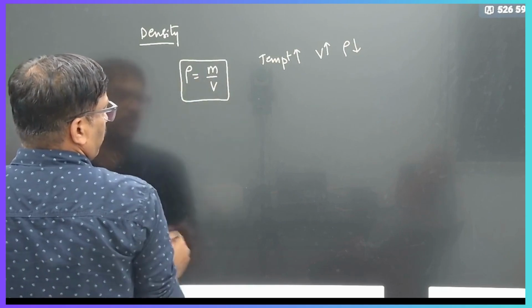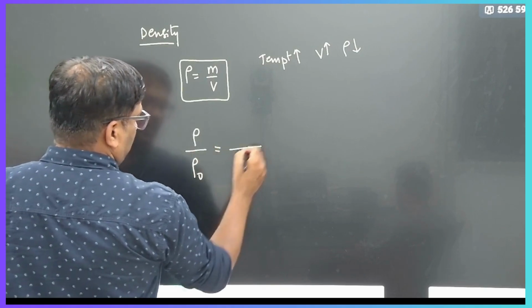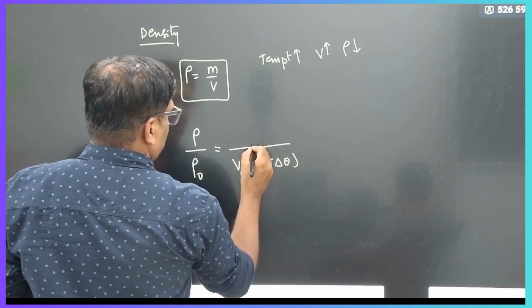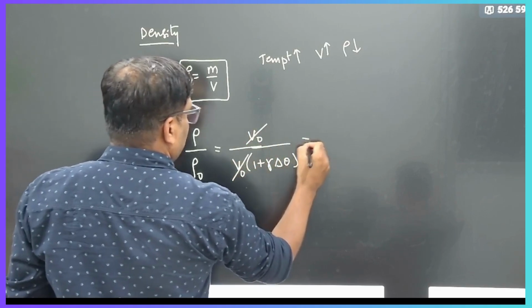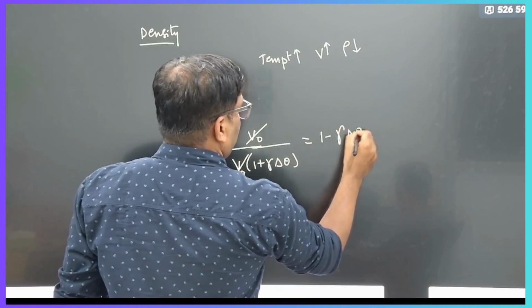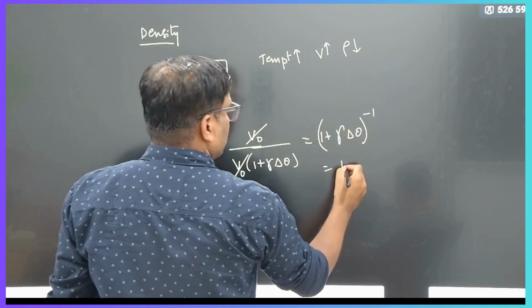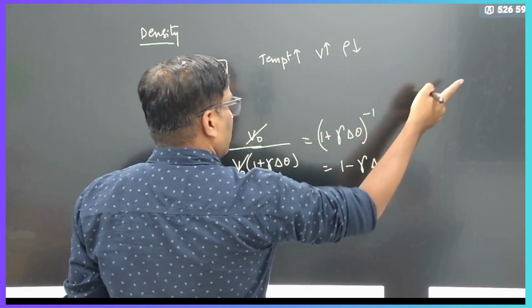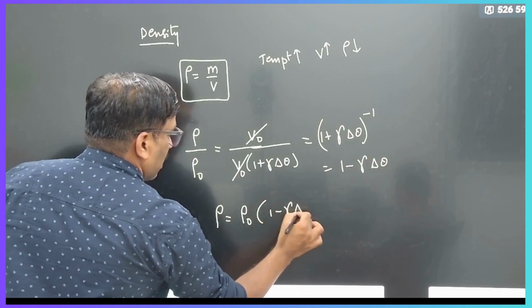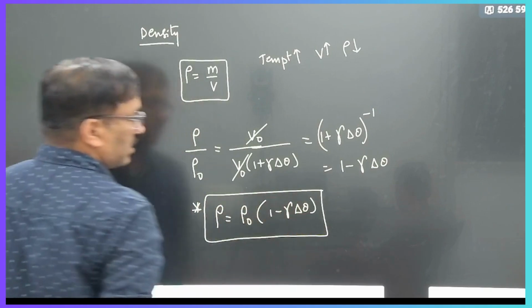So we want to calculate the density now. Density is inversely proportional to volume. So final density by initial density is inversely proportional. Therefore final volume is V naught into 1 plus gamma into delta theta. V naught and V naught get cancelled. So this you can take common, binomial expansion onto this: 1 plus gamma delta theta whole to the power of minus 1, or you can write the binomial expansion 1 minus gamma into delta theta. Higher terms you can neglect. Density is equal to rho naught into 1 minus gamma into delta theta. This is your density. Therefore, this much amount of density is falling.